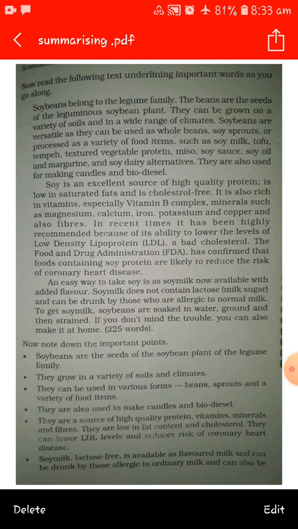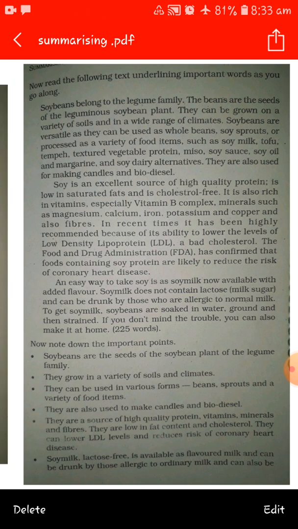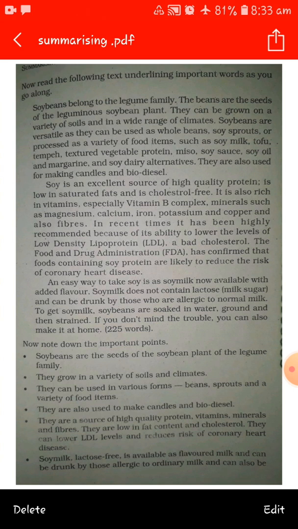So there are 225 words in this paragraph. Now, we can note down some important points. First, soybeans are the seeds of the soybean plant of the legume family. They grow in a variety of soils and climates. They can be used in various forms, beans, sprouts, and a variety of food items.